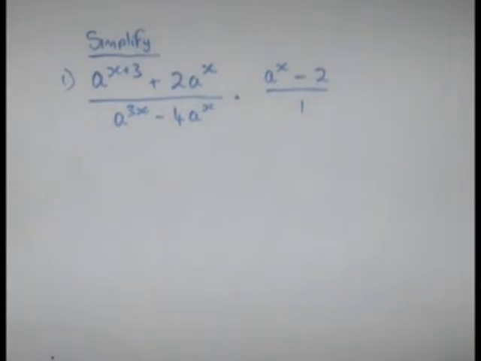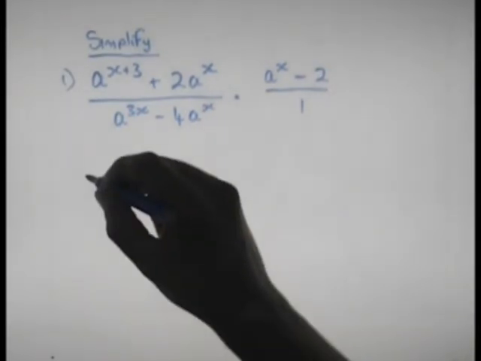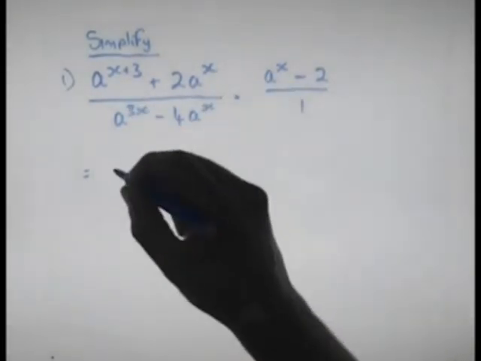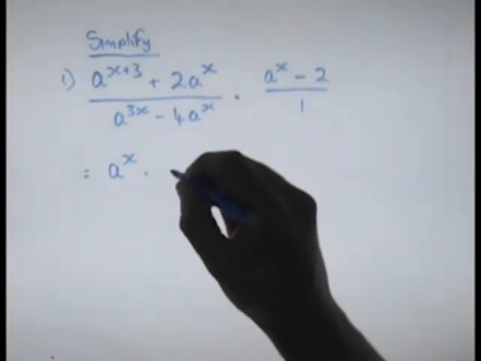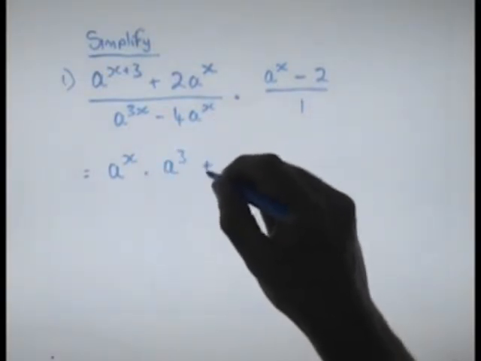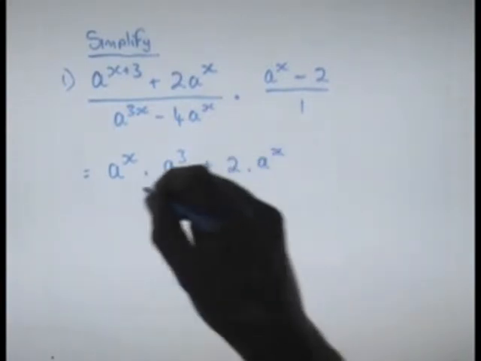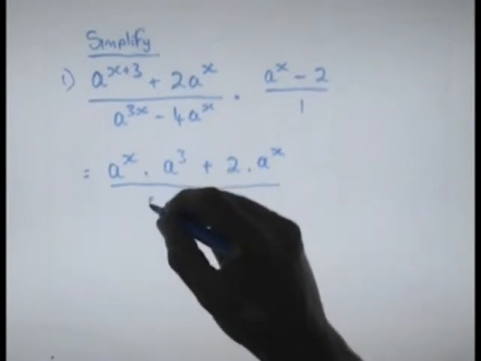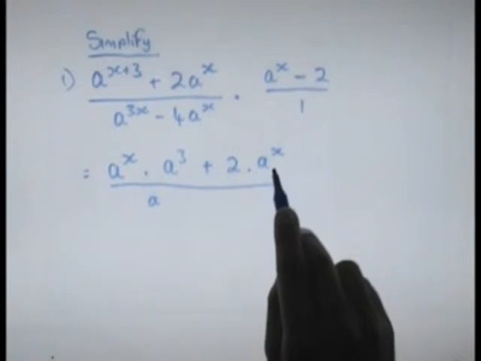x divided by a to the power 3x minus 4a to the power x multiplied by a to the power x minus 2, and I made that over 1. First thing I'm going to do is I'm going to break up my exponents. That's going to become a to the power x multiplied by a to the power 3 plus 2 multiplied by a to the power x, all of that divided by a to the power. Now notice there's an a to the x there and then a to the x there.